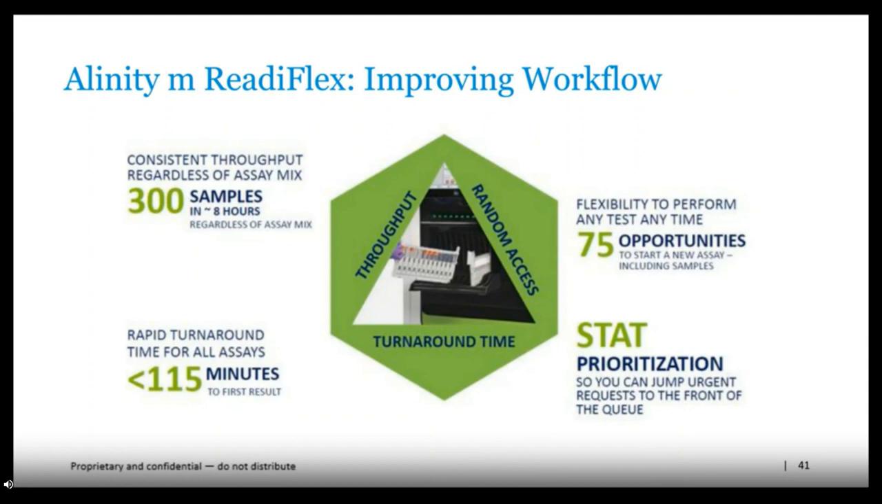So the throughput is about 300 samples in 8 hours. We would need at least 3 M2000s to get to that same level of sample input. So that was certainly appreciated during the unprecedented volumes of testing that we were doing during COVID and continue to do. The turnaround time is much more rapid. That's why you can get greater throughput. The rapid turnaround time for all assays is 115 minutes to the first result.